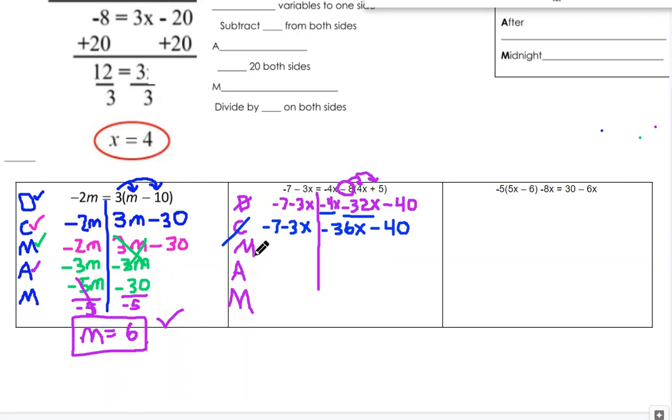All right, my next step is to move my variable. So I'm going to move my variable to the other side. I see I have a negative 36x here, so to move it over, I can do the opposite of that, which would be a plus 36x. I do that to get rid of it on this side, and that's going to leave me with negative 40 over here. But whatever I do to one side, I have to do to my other side.